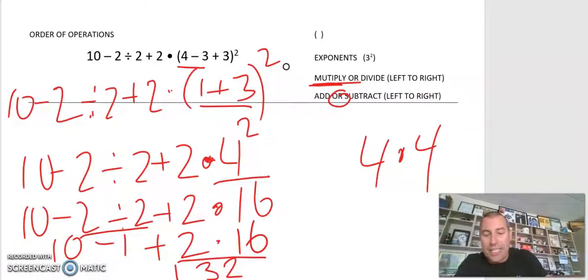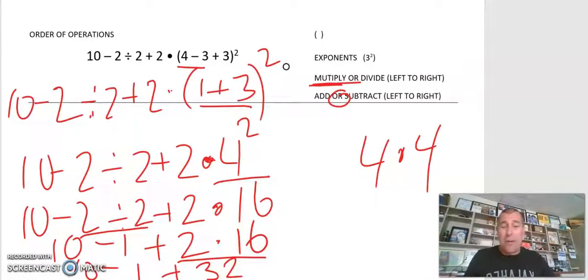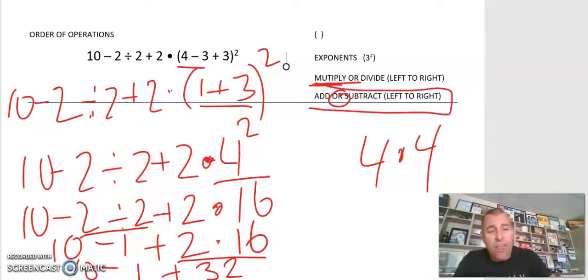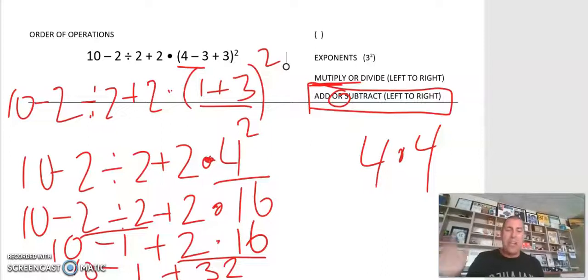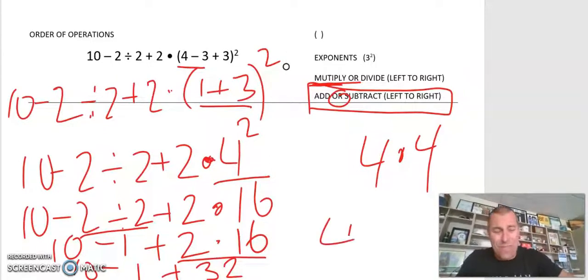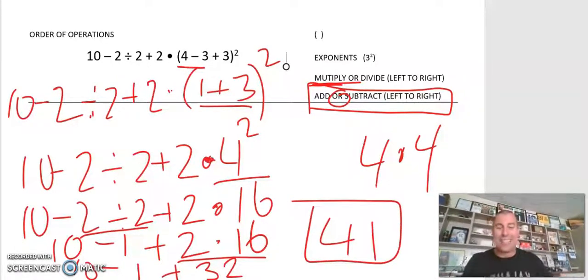Bring down who I didn't use: the addition sign, that 1, the minus, and the 10. And now when I look there, it's just addition and subtraction. So I'm just going to go from left to right here. So 10 minus 1, 9. 9 plus 32, 41. And there's my winning answer. So that one's got a lot, but that's a good one because it kind of goes through everything that we see.